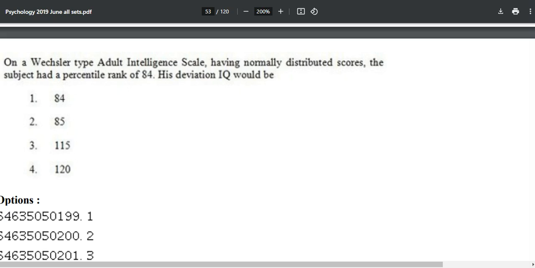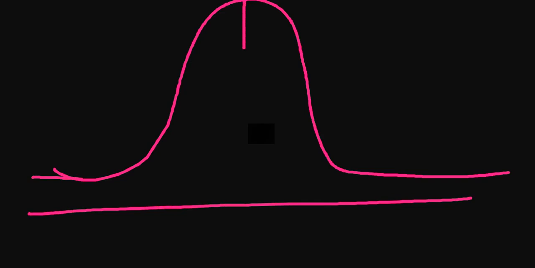Okay. Moving back again to the Wechsler type adult intelligence scale. Having normally distributed scores, the subject had a percentile rank of 84. His deviation IQ would be... we don't know anything about what a percentile rank of 84 is. But you know, on a Wechsler type intelligence scale, just draw simply a normal probability curve. This is the Wechsler adult intelligence scale. Just simple, this much you know.